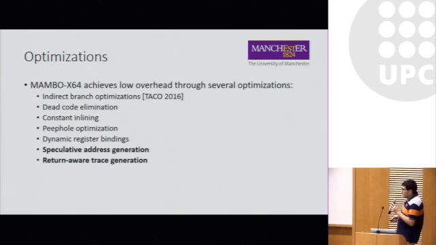And finally, we have two optimizations, which I think are the two most interesting, and I'm going to go into more detail about these two in this talk. These are speculative address generation and return-aware generation. For more detail about the other optimizations, have a look at the paper.